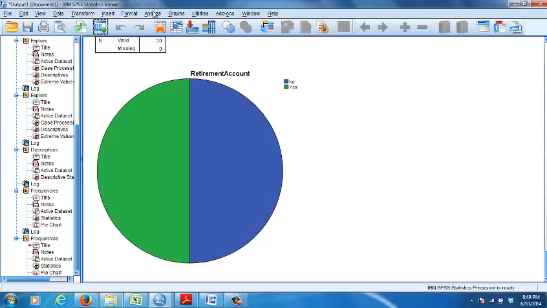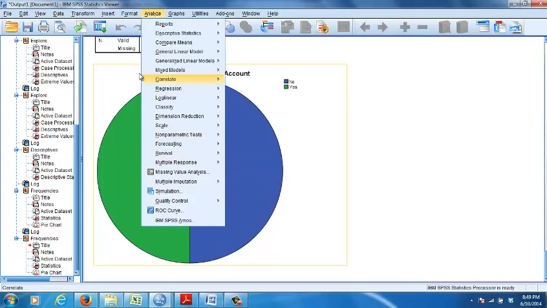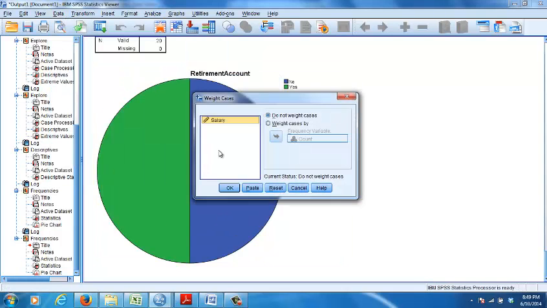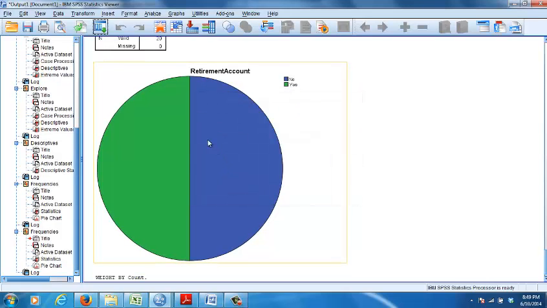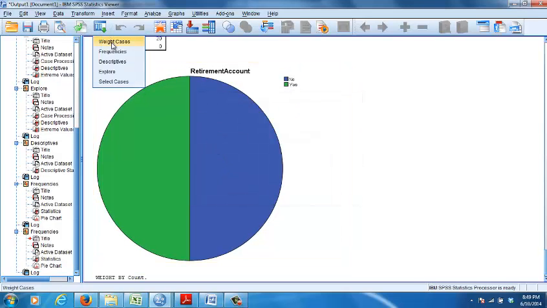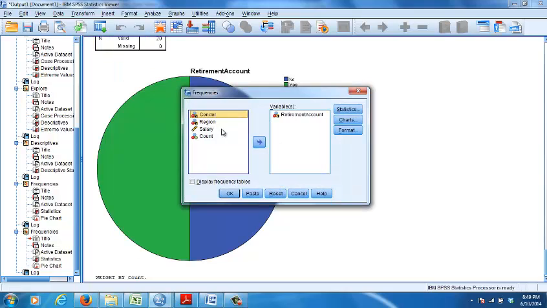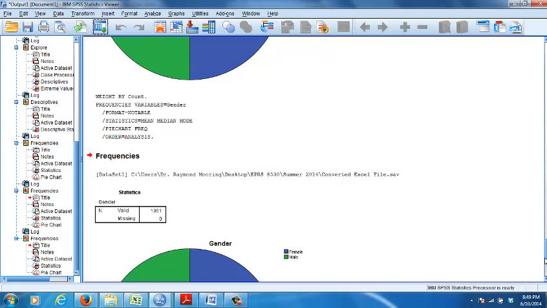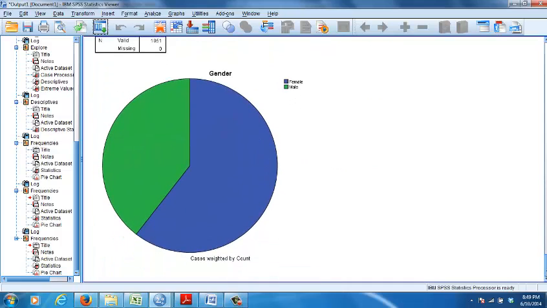So I'll put my weight back on, and no pun intended, and I'll also look at a different variable. Okay. So we have weight back on, and I want to look at the pie chart for gender. So I'll take retirement account off, look at gender, click OK. And here you have female and male. You can see most of the people were female. All right. So that's how you make a pie chart.